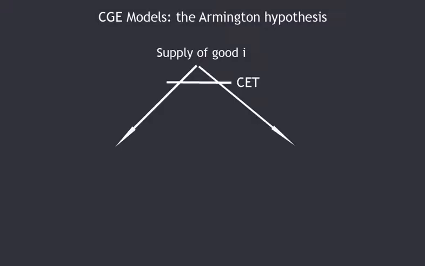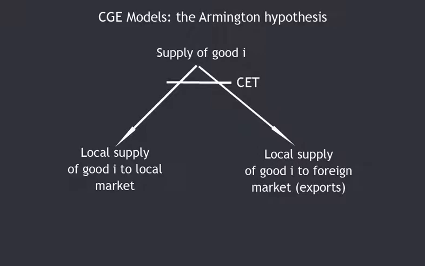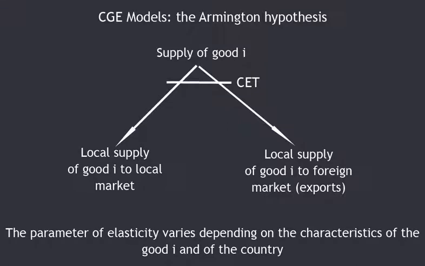So with CET, the supply of good I is either a supply of good I on the local market, or a supply of good I on the foreign market, that is to say exports. We are going to have a functional form that looks like the CES, but here it concerns supply and not demand. For a specific sector, the elasticity of transformation is constant. This elasticity measures the intensity with which producers reallocate their production from one market to another when prices change. So this intensity is constant in a specific sector. But this parameter of elasticity may vary from one sector to another or from one country to another.